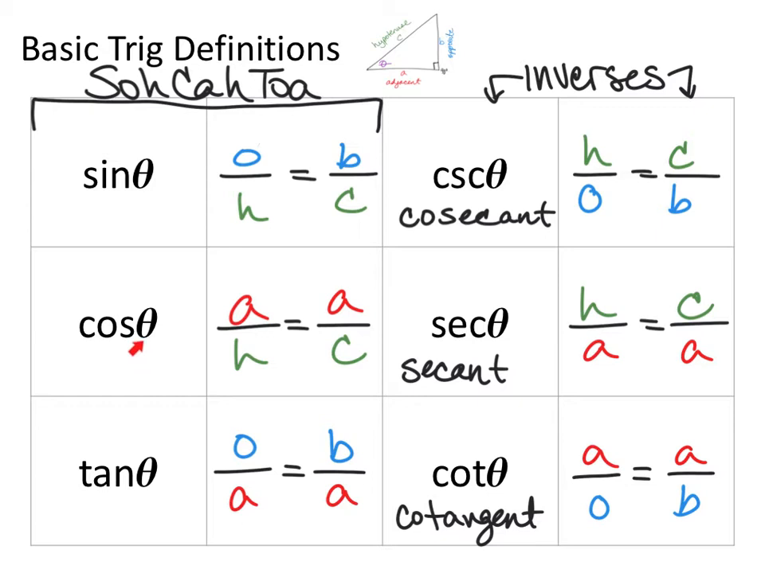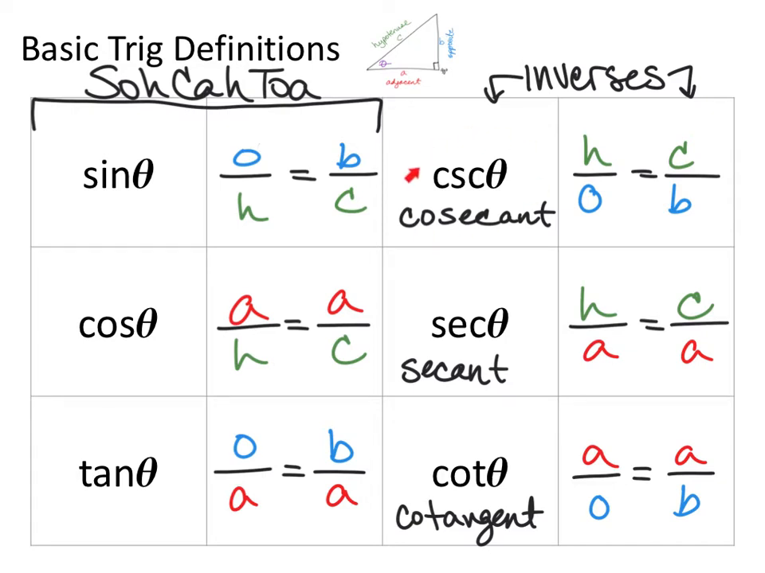Cosine, don't say cos, this is cosine. Cosine is the AH part of SOHCAHTOA, so it is the adjacent side divided by the hypotenuse, or A divided by C. And tangent, not tan, tangent of theta is the TOA part, so opposite over adjacent. So whatever the opposite side length is, divided by the adjacent side length, or B divided by A. And then you have your inverse trig functions.